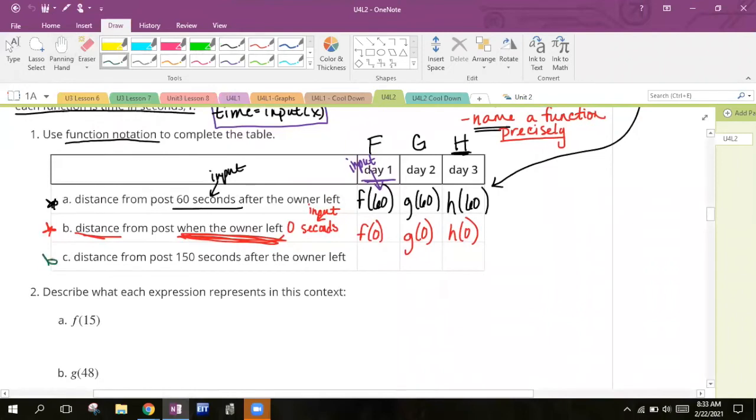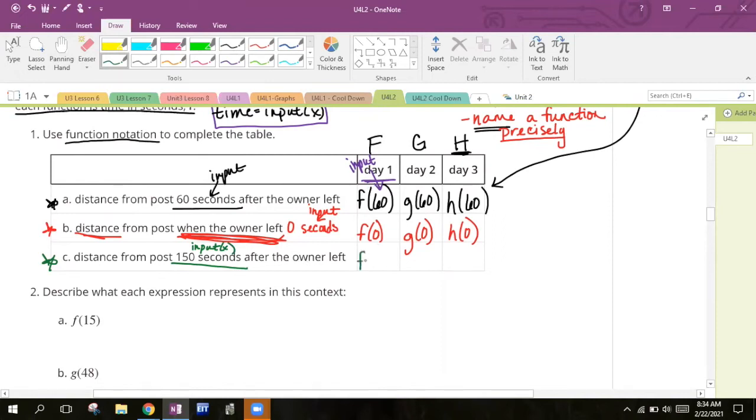All right, now let's look at this last one. It says the distance from the post, 150 seconds, so that's time, that's my input, after the owner left. Okay, so what is the name of day 1?